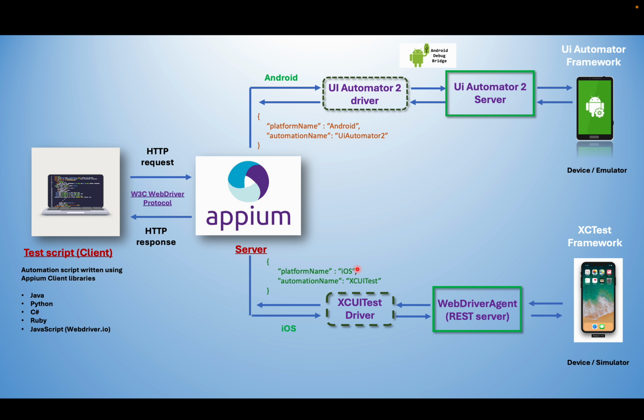Now coming to the architecture, Appium basically operates using a client-server architecture, which means it functions as a server that communicates with client-side libraries to automate mobile applications. For that, Appium provides client libraries in different programming languages such as Java, Python, C#, Ruby, JavaScript, which allow users to write test scripts in different programming languages. These libraries are based on the W3C WebDriver Protocol, which enables communication with the Appium server.